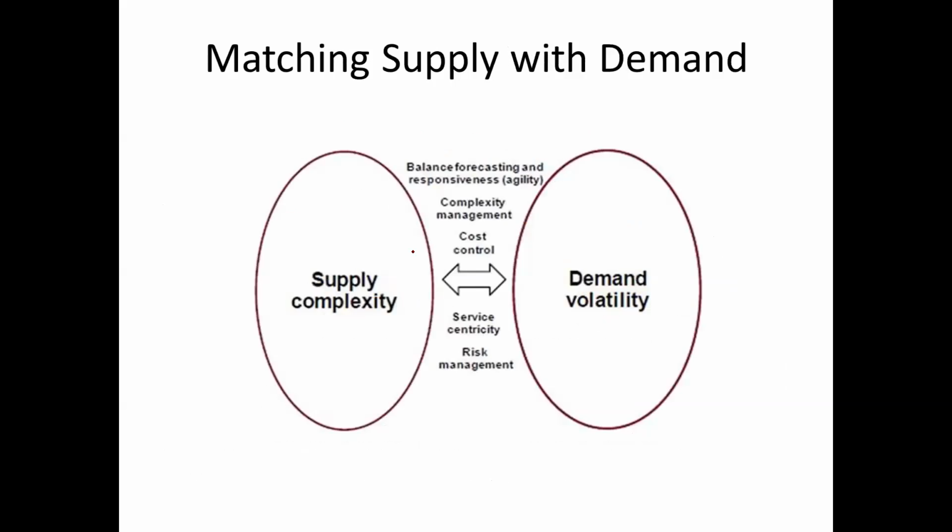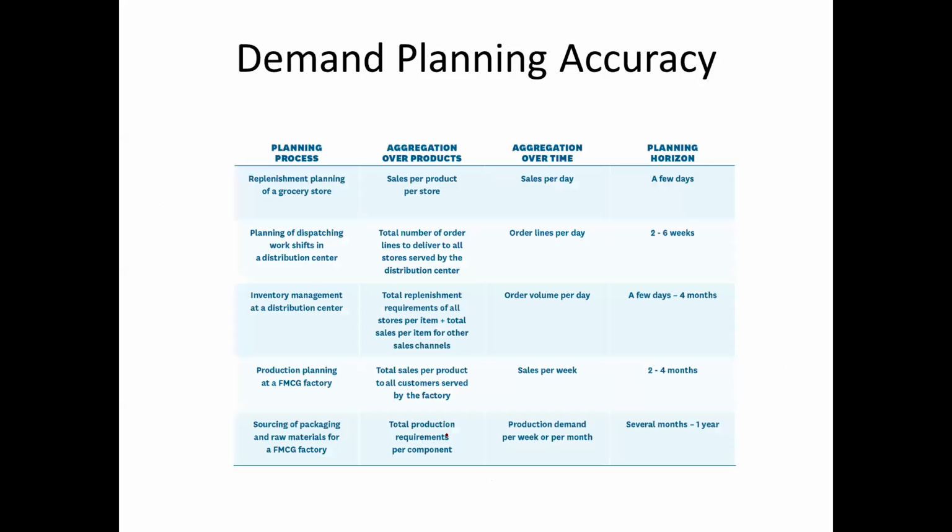How do we match supply up with demand? Well, if we could make stuff as fast as it was demanded, that would be it. That would be JIT. We wouldn't need stock. We wouldn't have any problems, but we can't. So we need to plan and forecast. We need to get better demand planning accuracy.